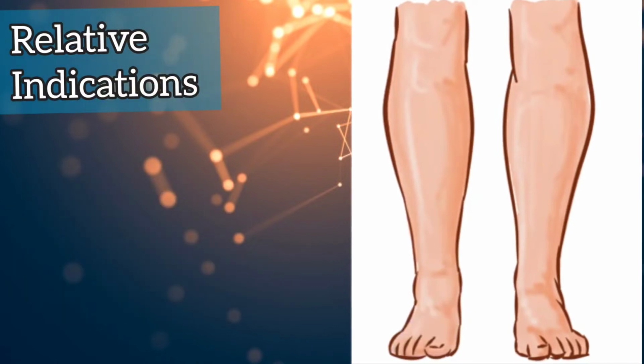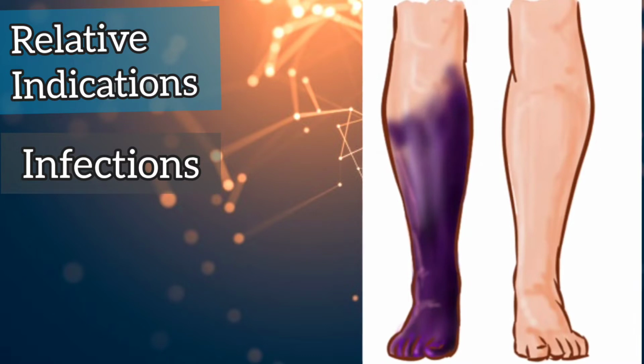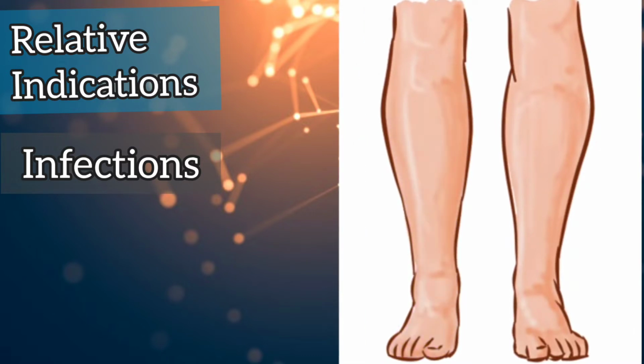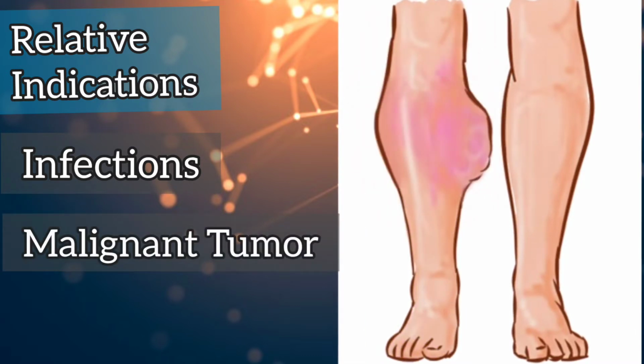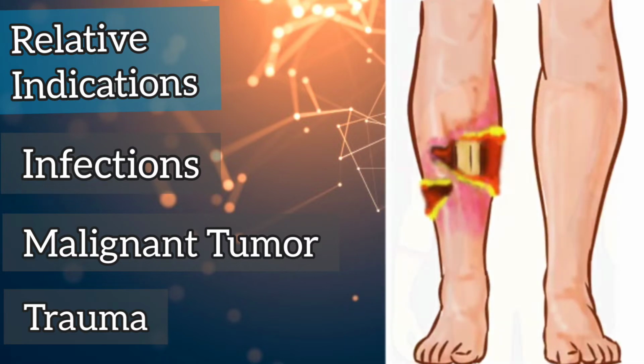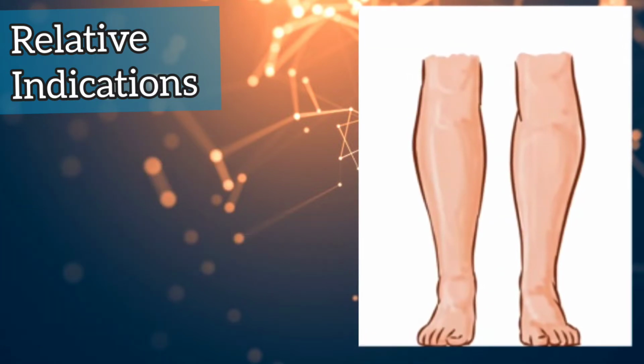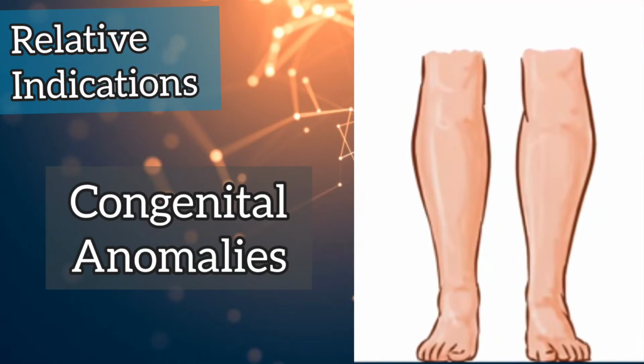Relative indications are the following: infection such as gangrene, osteomyelitis, and trophic ulcer; malignant tumor like osteogenic sarcoma; trauma or crush injury, which is the most common reason also for an upper extremity amputation; congenital anomalies, common in children because of gross malformation.